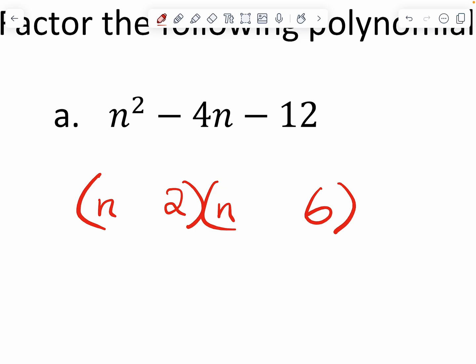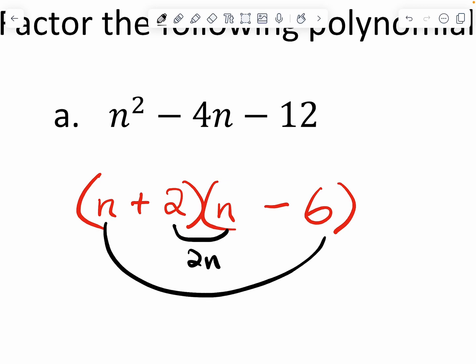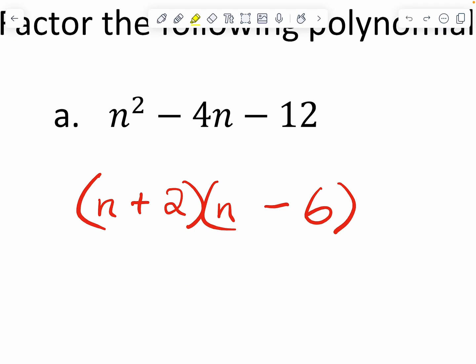So if I need more negatives than positives, I need the 6 to be negative, the 2 to be positive. And if I check it, that becomes 2n when I multiply the insides. When I multiply the outsides, I get negative 6n. When I add these two together, that does make negative 4. So therefore, my correct factored form for this would be n plus 2 times n minus 6.